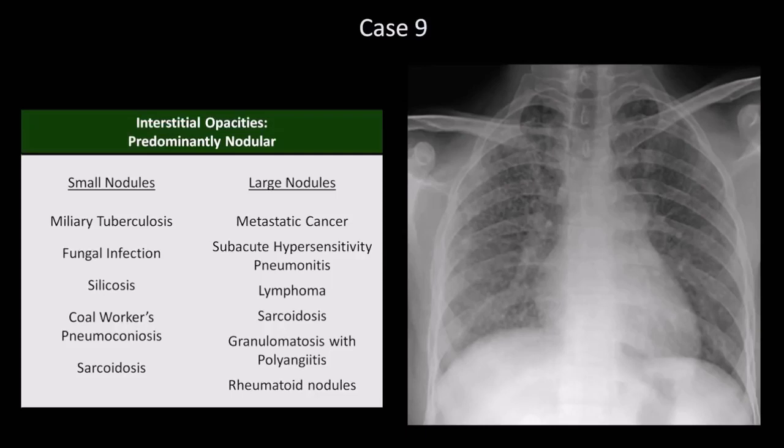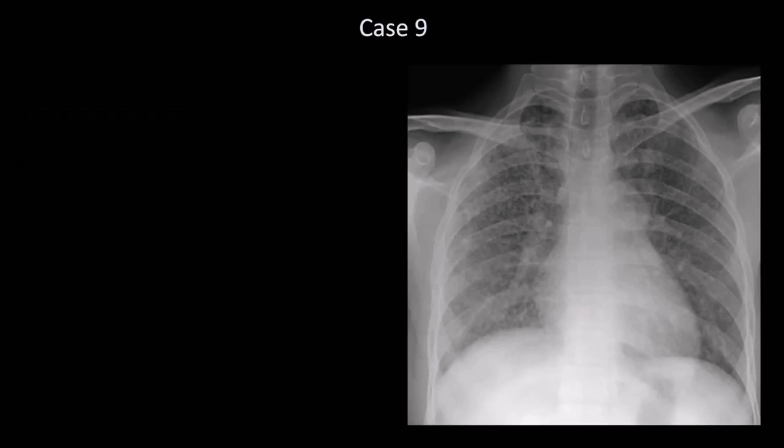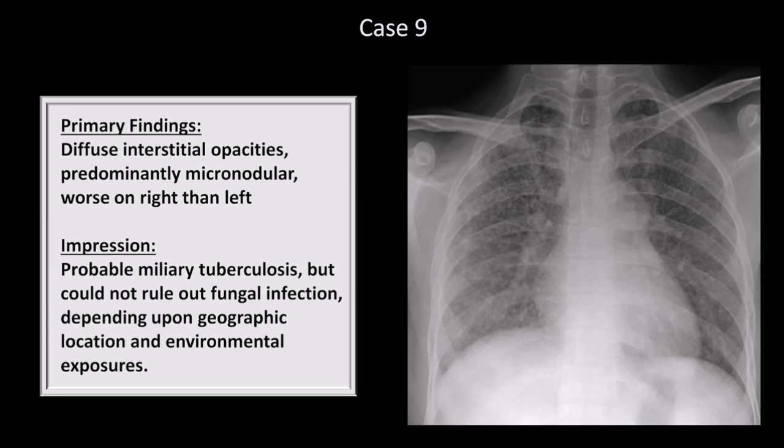While there is more than one etiology of miliary interstitial opacities, for a patient with HIV presenting with a subacute to chronic febrile illness with cachexia, tuberculosis absolutely must be the primary consideration. Other considerations could include various fungal diseases depending upon the patient's geographic location and environmental exposures.